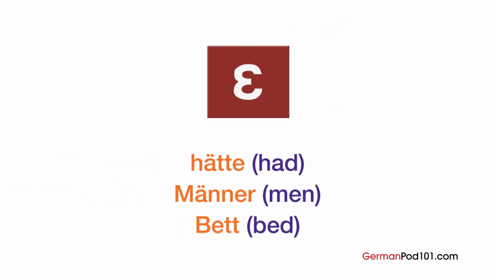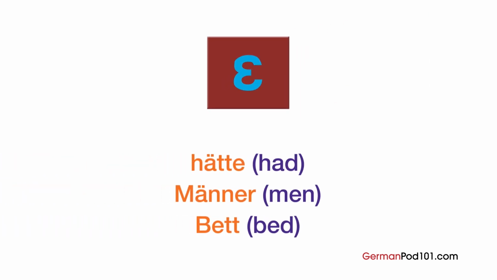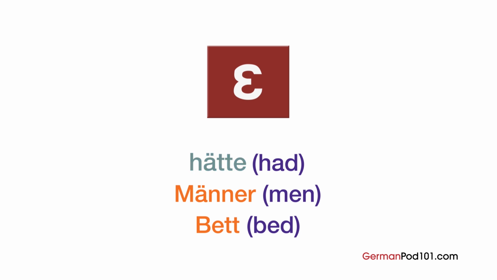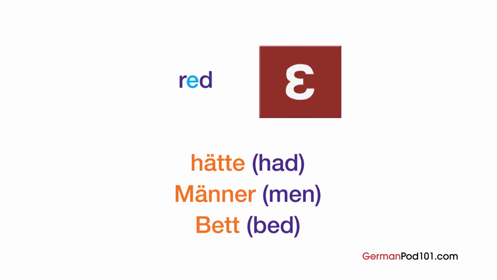The next vowel is Ä: hätte, Männer, Bett. It's identical to the E sound in the word red.